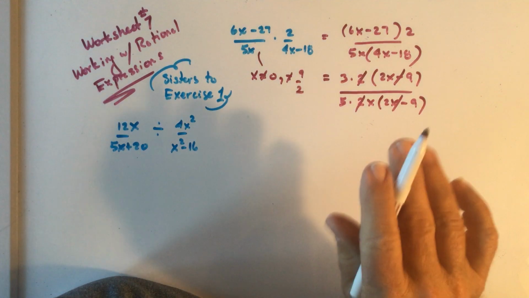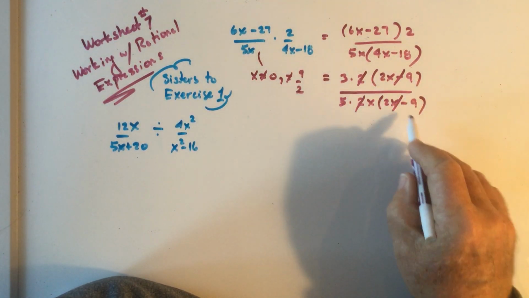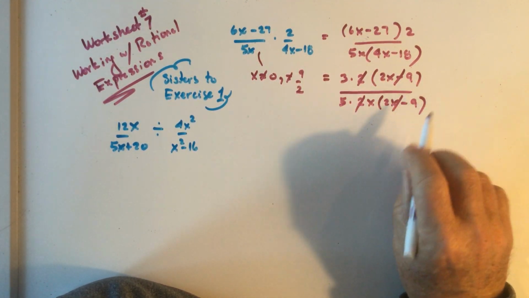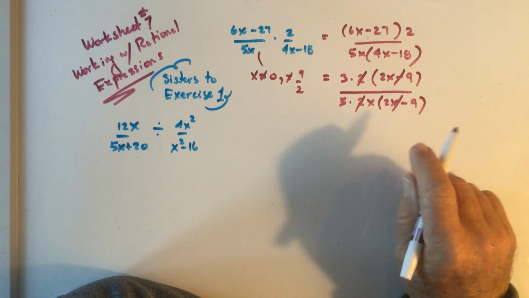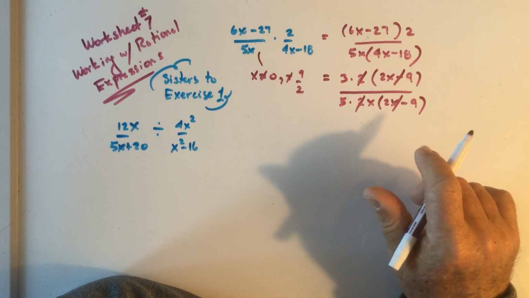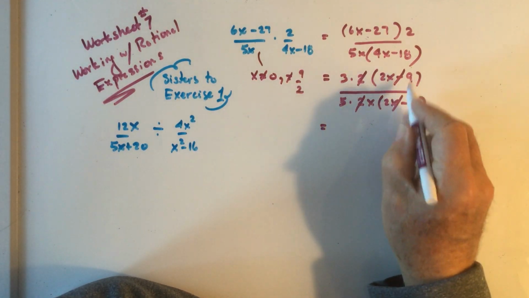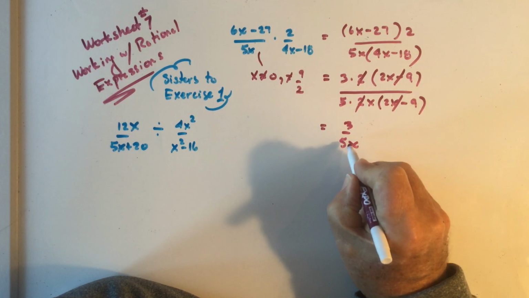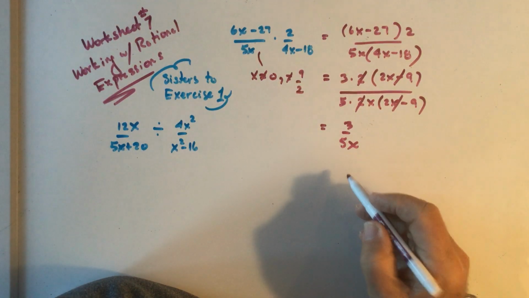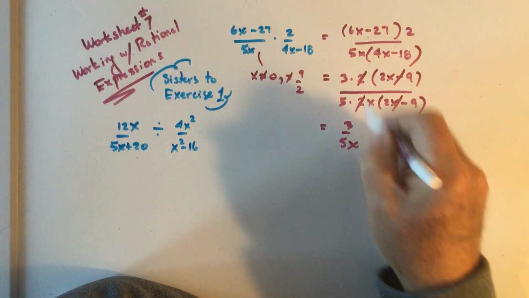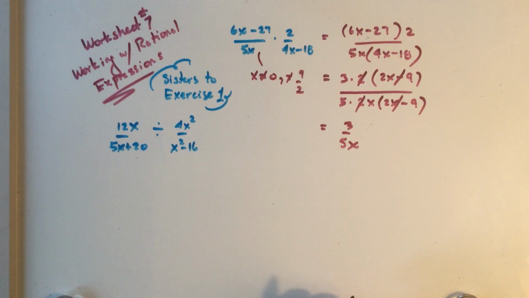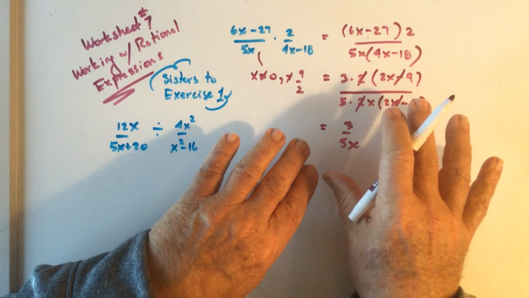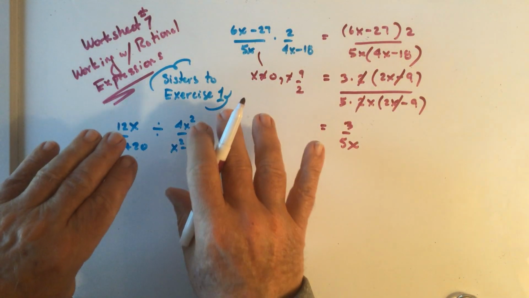Without that, I would really want you to say, I'm going to cancel these provided 2x minus 9 does not equal 0. Okay? That's kind of the good way to do it. So at the end of the day, I've canceled everything here. I've got 3 all over 5x. And that's what this problem is. This is the reduction of that problem. Great. So there's problem 1. There's my first shot at a sister to exercise 1.